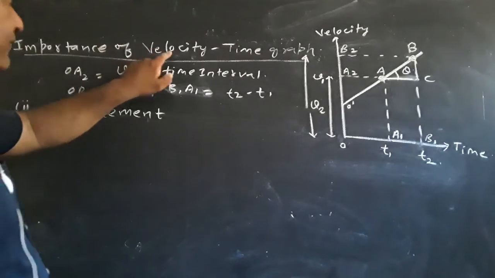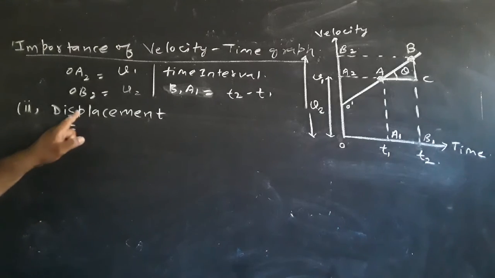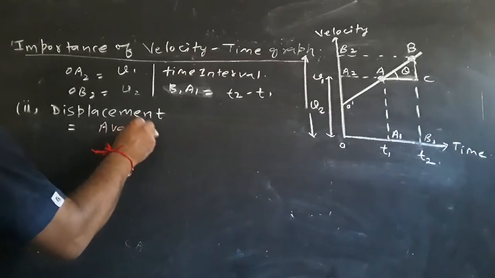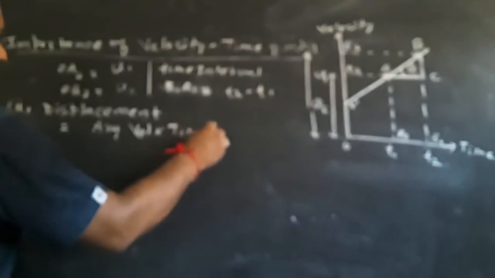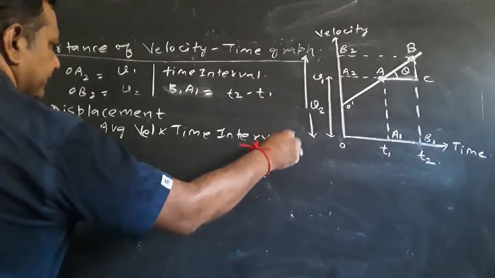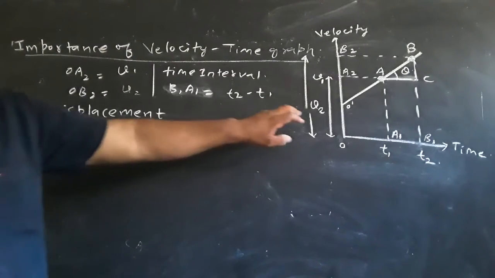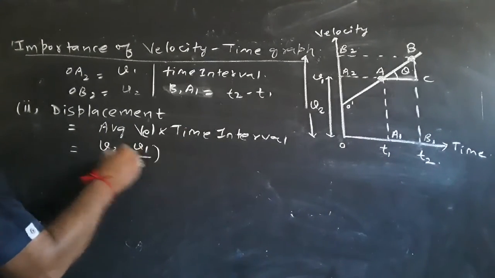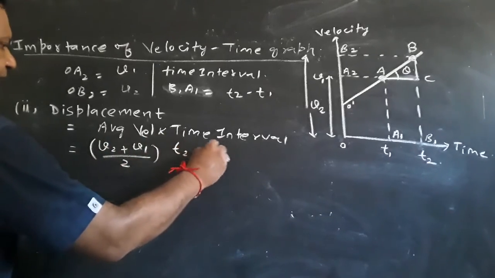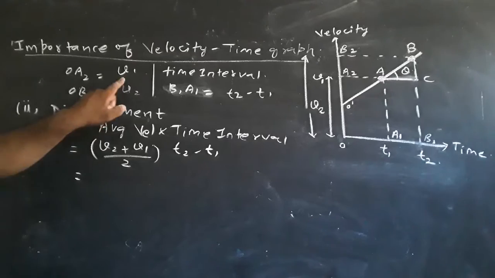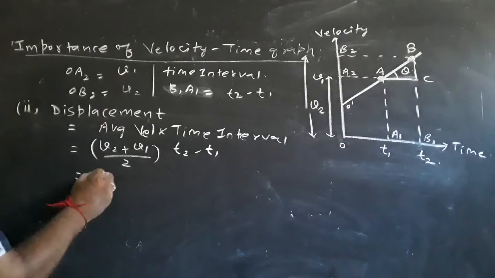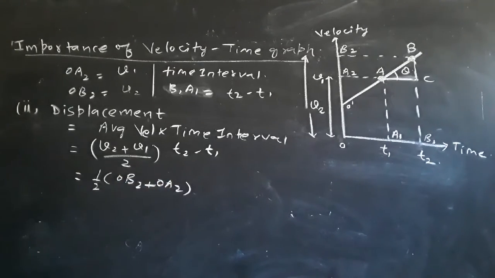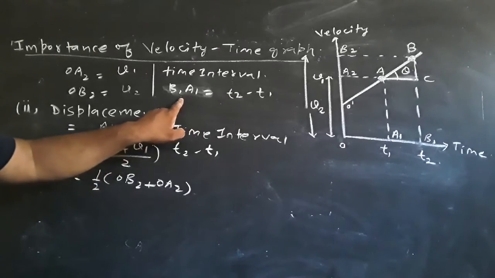Now from the velocity time graph, we can calculate displacement. We know displacement is equal to average velocity into time interval. Average velocity is v2 plus v1 by 2, into time interval, that is t2 minus t1. According to the graph, v2 is OB2 and v1 is OA2. Now we can write half of OB2 plus OA2, into the time interval t2 minus t1, which is equal to B1A1.